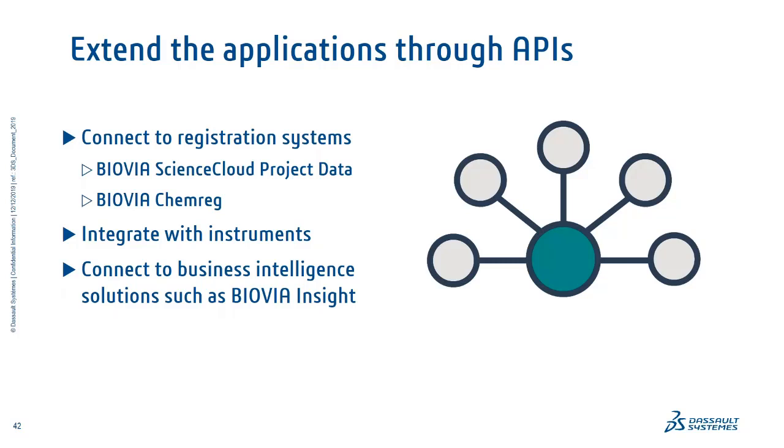And this is only possible because we are providing APIs for both applications, which allow you to do different things, connections to registration, for example. So chemical registration, for example, to integrate with Sample, or an assay result registration system to record your final result. It also allows for integration with instruments, liquid handlers, for example, for Sample, or picking the raw data coming out from instruments for Assay. And finally, it's also a good way to connect all that information to some business intelligence solution, such as BIOVIA Insight.